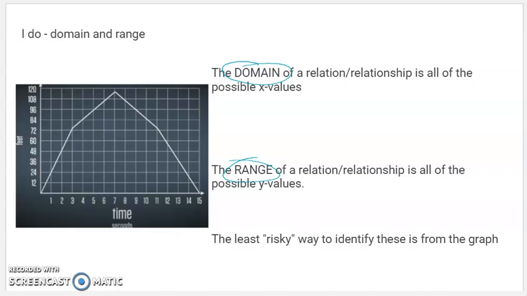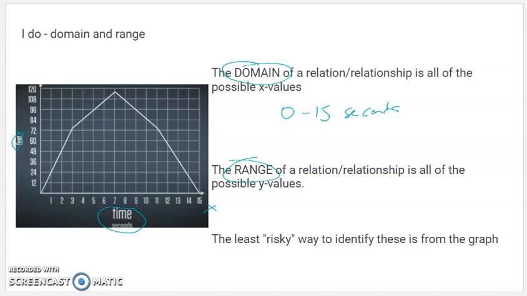So the domain of a relation or relationship is all of the possible x values. So remember, this is the x-axis. It turns out this graph was time and feet. So our time is, again, from 0 to 15 seconds. Whatever's going on here looks like something is going up and then going down. That's the whole possible thing. It stops after 15 seconds. As far as we know, nothing else goes on from there.